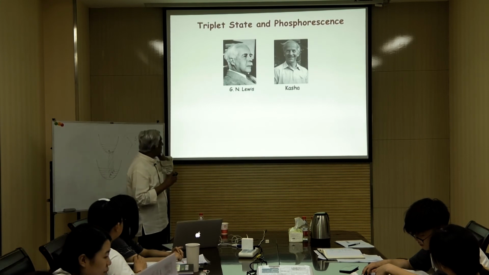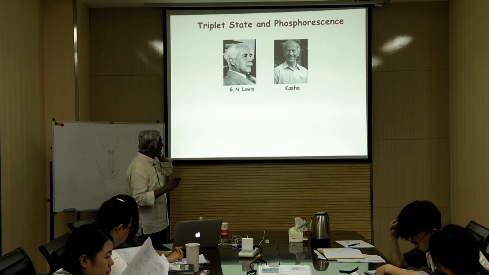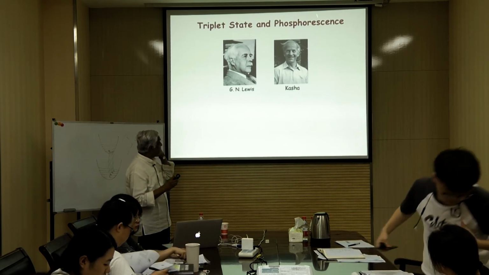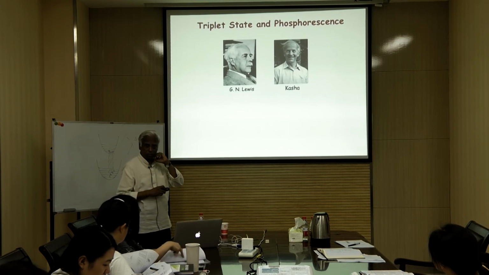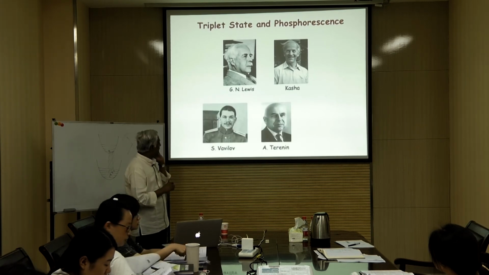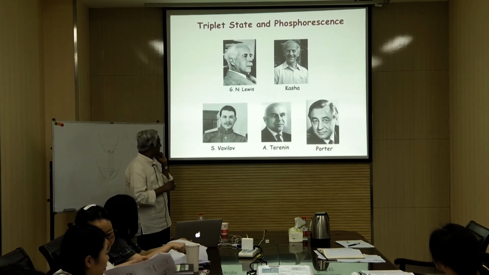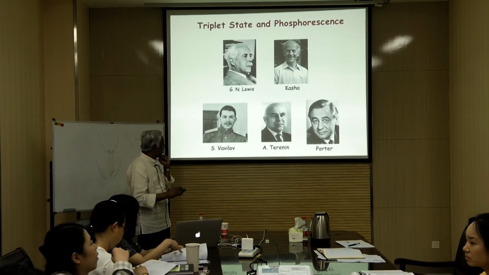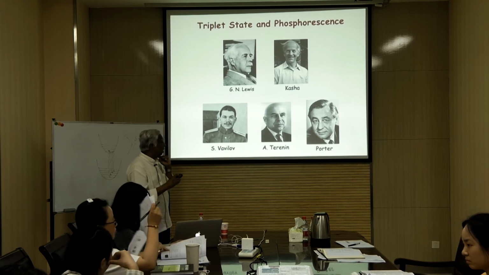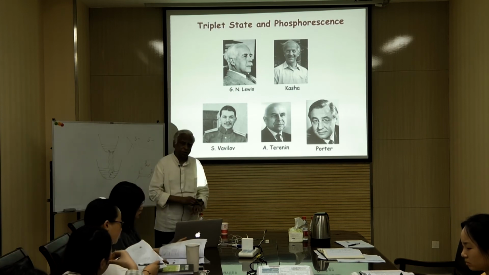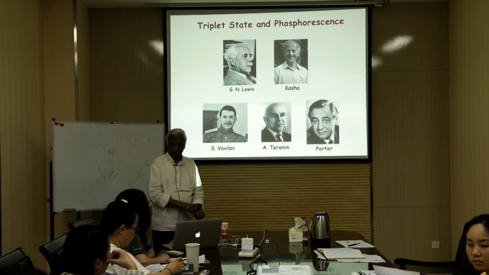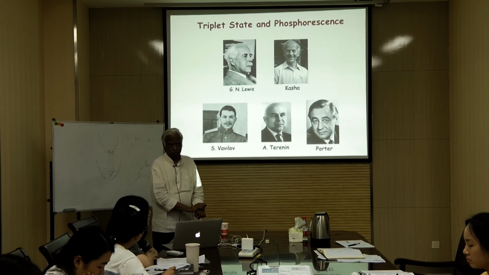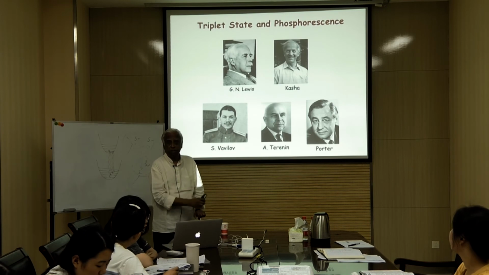So the original person was G.N. Lewis, and Kasha was a student. His PhD was on the triplet state. Okay. And there are also several other people, Russians, and Porter in England. All these people established the concept of triplet states around the 1950s. That is about 60 years ago.